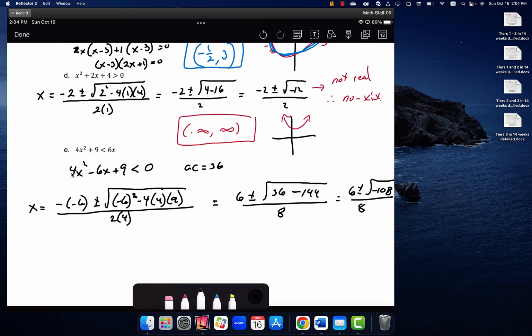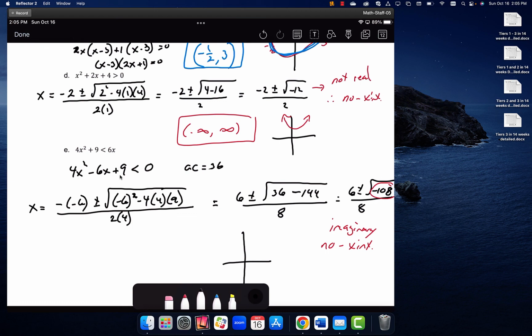We can see that the radicand is negative, which means these are imaginary answers. Again, these are not real, these are imaginary, which means there are no x-intercepts. If there are no x-intercepts, then the graph lives entirely above or entirely below the x-axis. So again, let's just get a quick sketch. We don't have to be crazy accurate. Which one is it? Is it above or below?